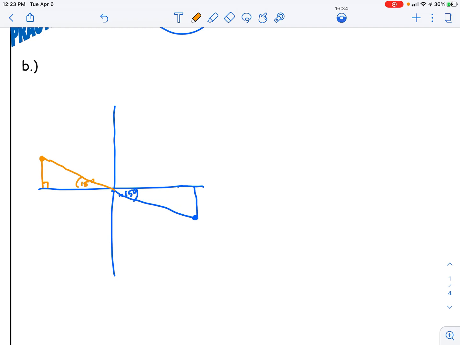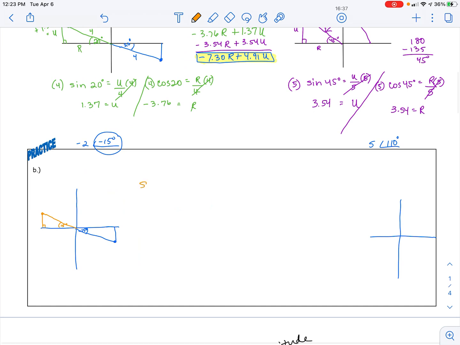So let's figure out our sine and cosine. Sine of 15 degrees and cosine of 15 degrees. If you want to pause the video and see what you come up with, see if we both get the same answer, that would be perfect. And then come back and check it out with me.